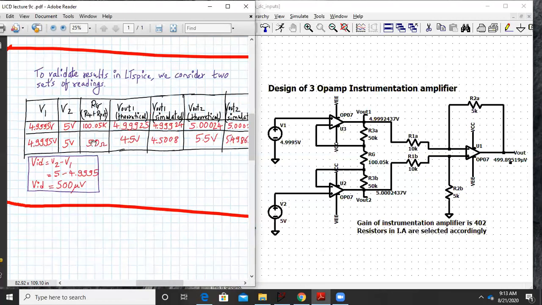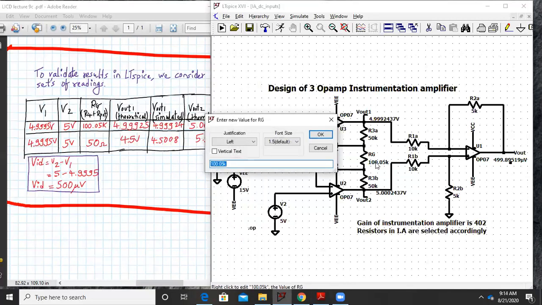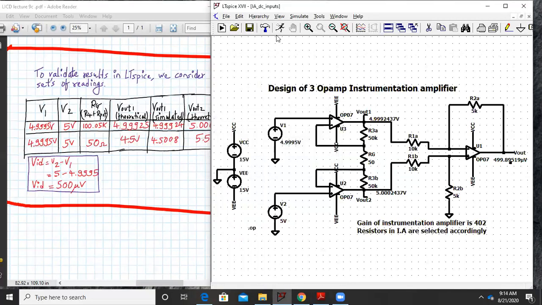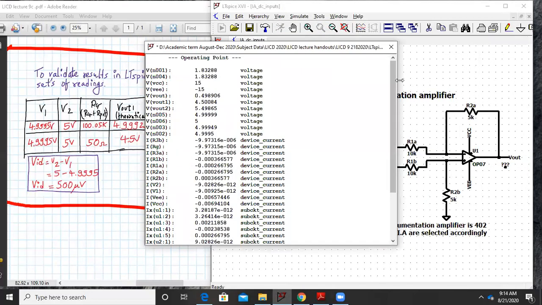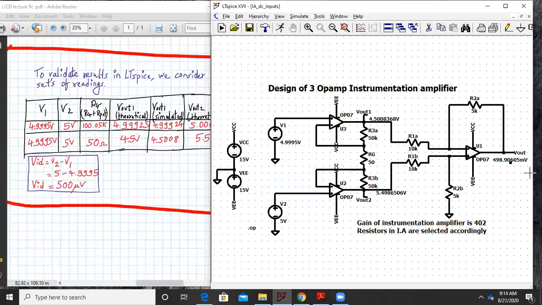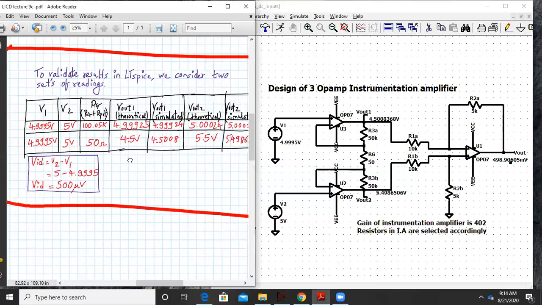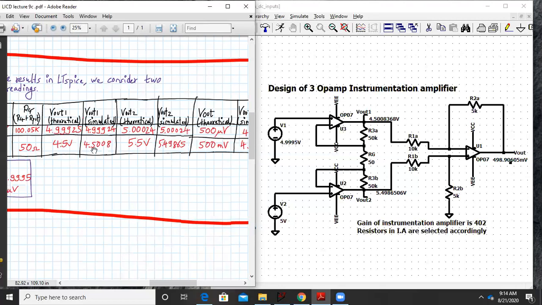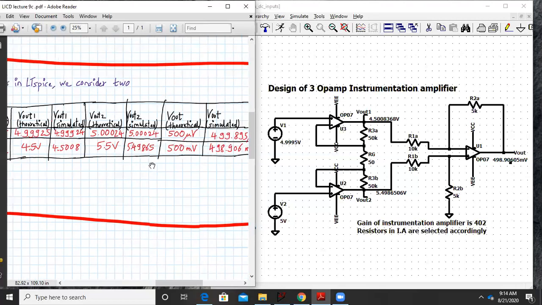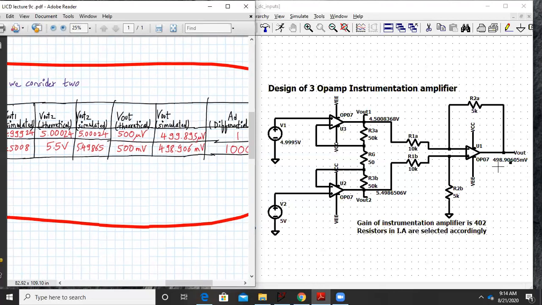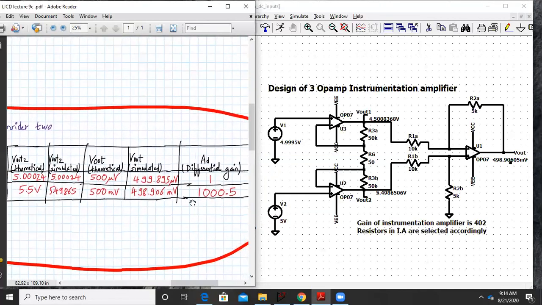In the second case, we consider RG to be RG minimum. So here RG will become 50 ohms, just a fixed resistor of 50 ohms. And when we simulate this again, we will get these values of V out 1, V out 2, and the output voltage. So here we are getting V out 1 as 4.5008, V out 2 as 5.49865, and V out as 498.90605 millivolts. And if you work it out, my differential gain over here is 1000.5.